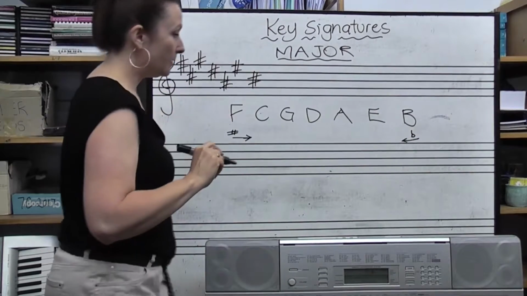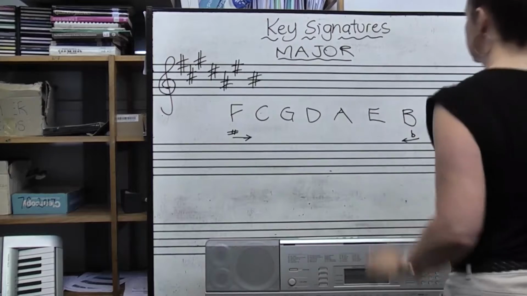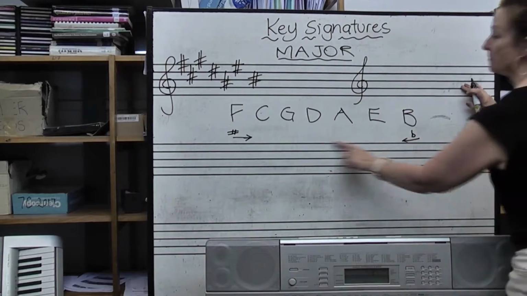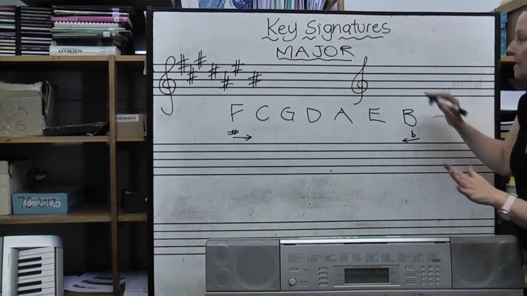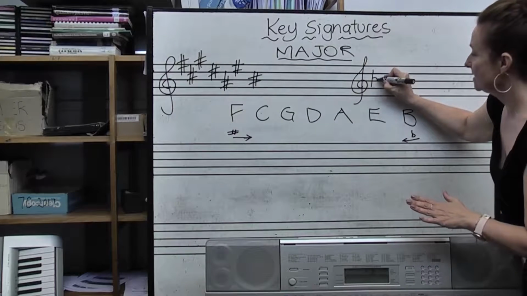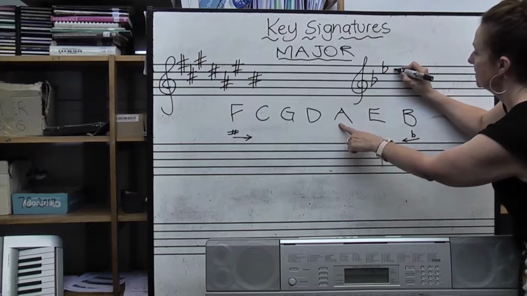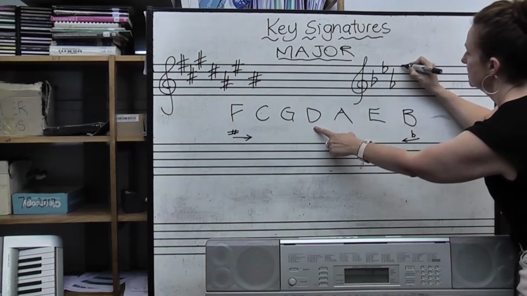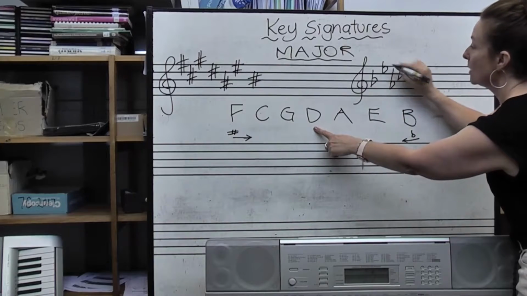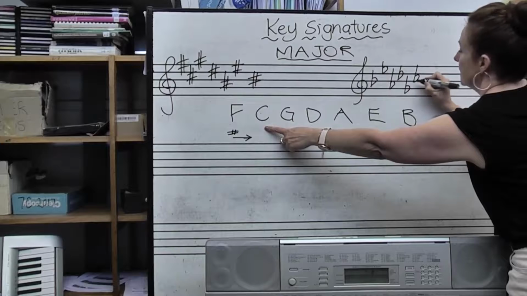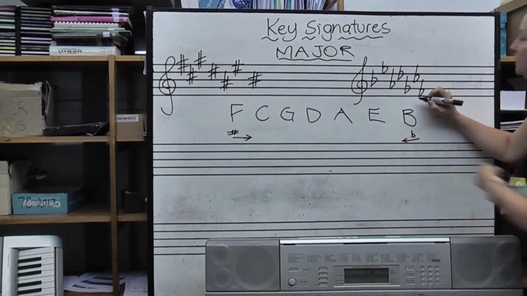The same thing goes for your flats. This is your flat order, and it's always the same. The flat order never changes. B flat, E flat, A flat, D flat, and they are always in this position. G flat, C flat, F flat.